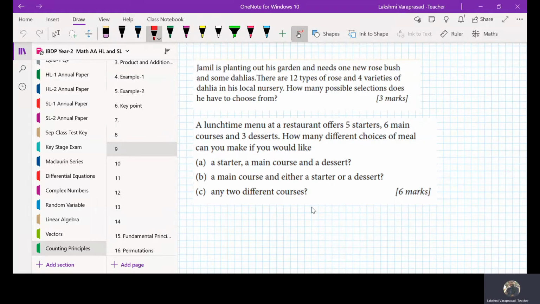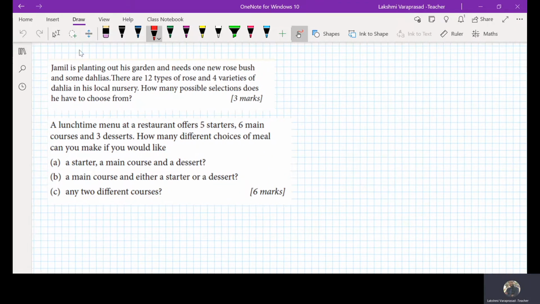In the last video, we discussed the counting principle and I left some examples to solve. Now, in this video, we are going to discuss the solutions of the exercise questions given in the last class or last video. So slide number 9, question number 1.